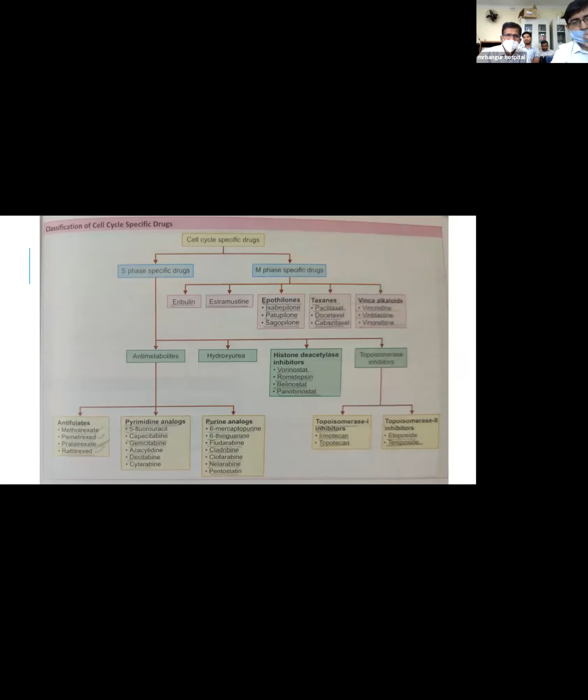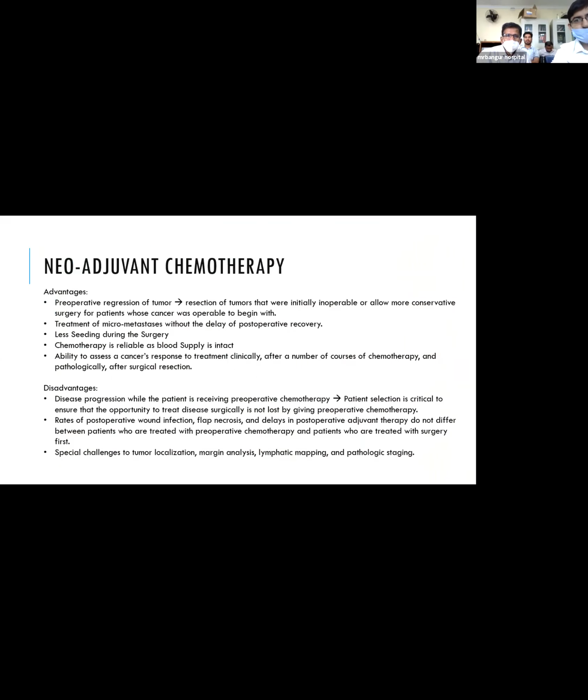Cell cycle specific, those specific to the S phase include antimetabolites such as methotrexate, 5-fluorouracil, 6-mercaptopurine, hydroxyurea. Then we have topoisomerase 1 and 2 inhibitors such as irinotecan and etoposide. And M phase specific drugs include taxanes and vinca alkaloids such as vincristine, vinblastine.